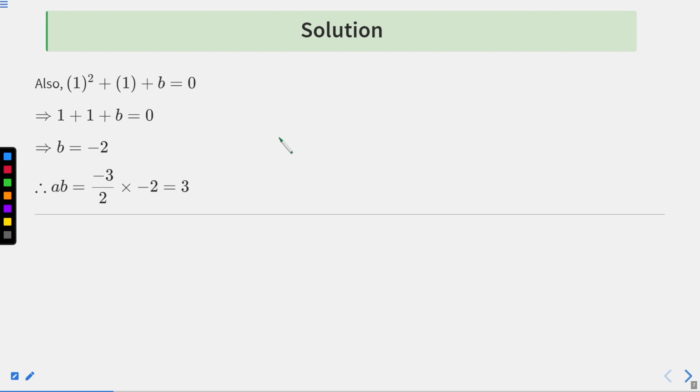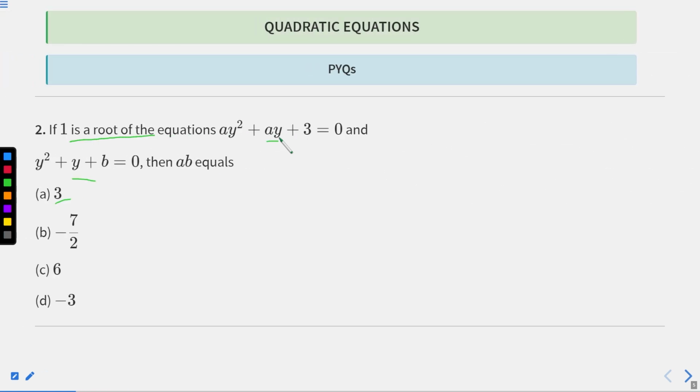Now if we take the product of a and b, we get ab is equal to -3/2 times -2, and this is equal to 3. Therefore the product ab is equal to 3. So in this problem, option A is the correct answer.